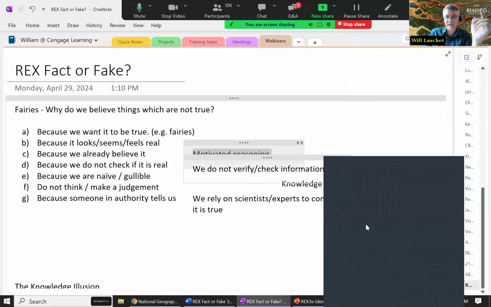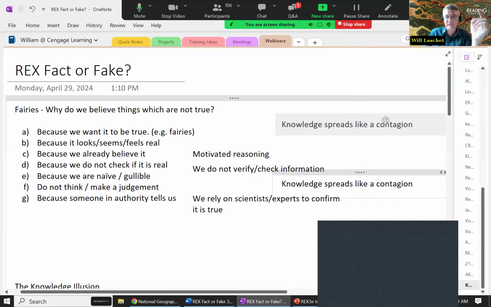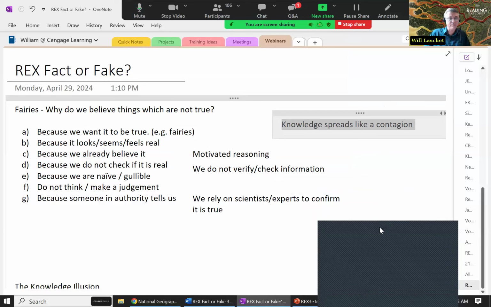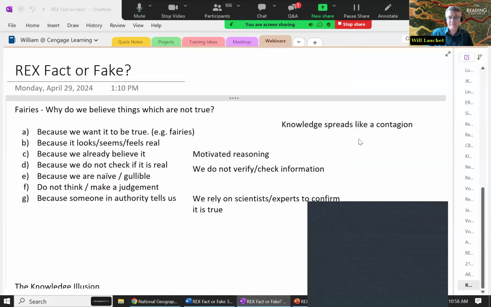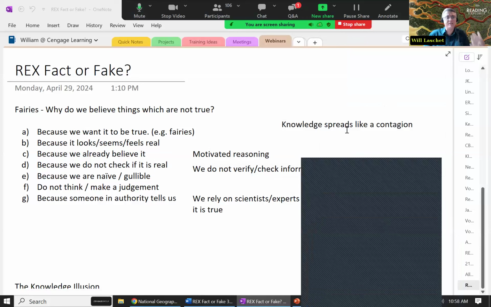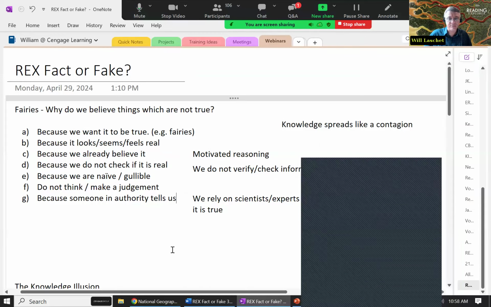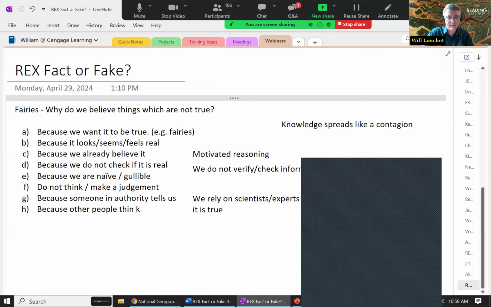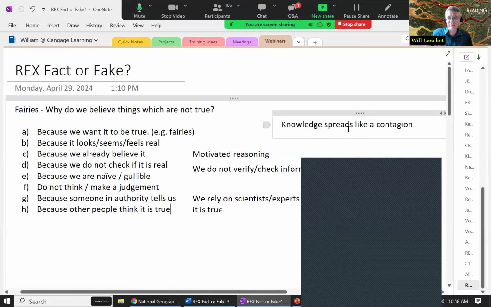Okay, great. And the last one is knowledge spreads like contagion. Is that the same as any of the ones here? It could be. It's not exactly the same. I think this one is similar to, let's define that one again. So we'll add one more here because other people think it is true, right? So we can add that one here, right? Yeah, because people tell us it is true, right?